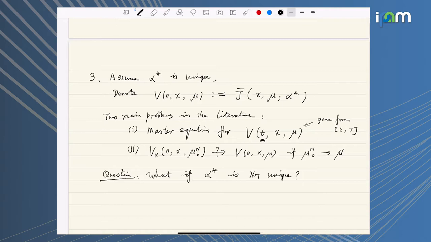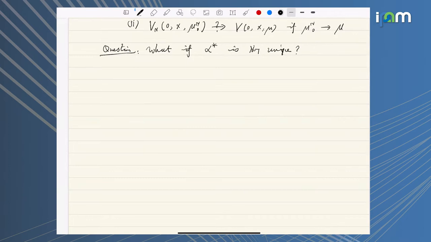And for games, it's a typical situation that you may have different equilibriums, and even worse, different equilibriums may induce different values. So that's what I'm really talking about. What if alpha star is not unique, or rather, what if the value is not unique? Different alpha stars may generate different values. That's the main topic I'm going to address.